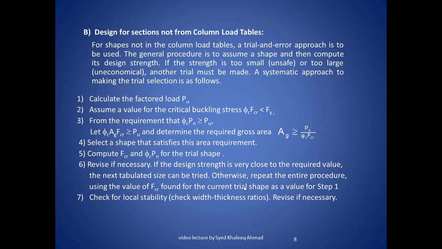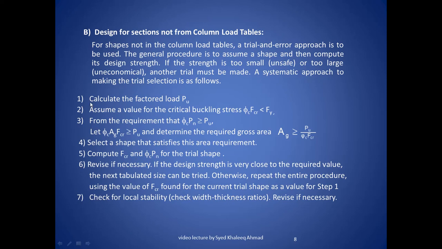The general procedure is to assume a shape and then compute its design strength. If the strength is too small or unsafe, or too large, it will be uneconomical. Another trial must be made by following the same steps. A systematic approach to make the trial selection is as follows.